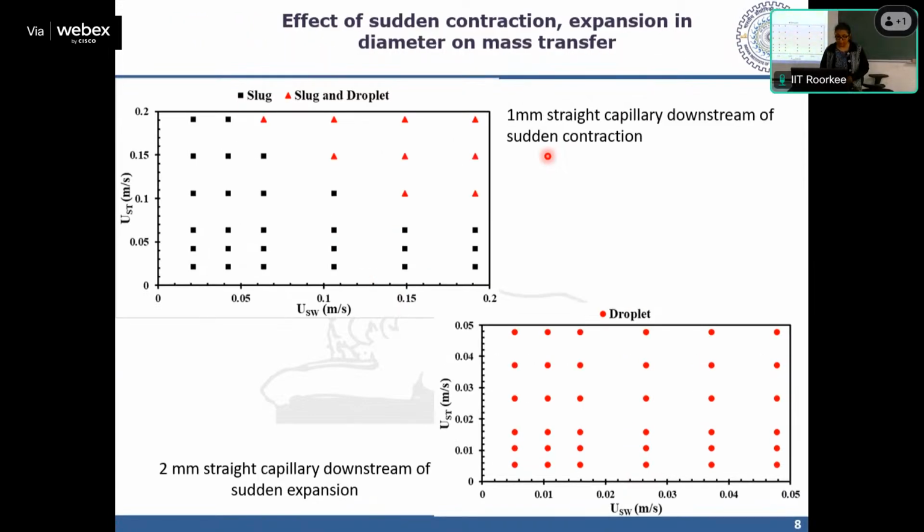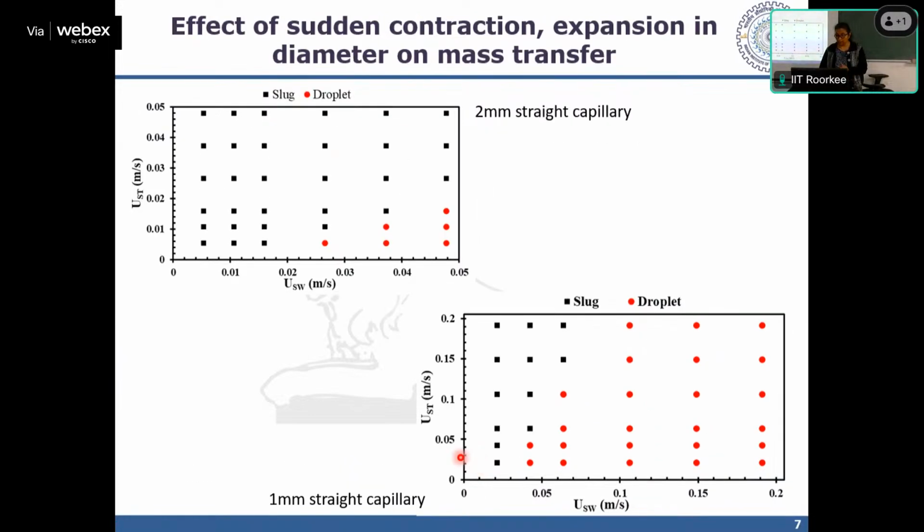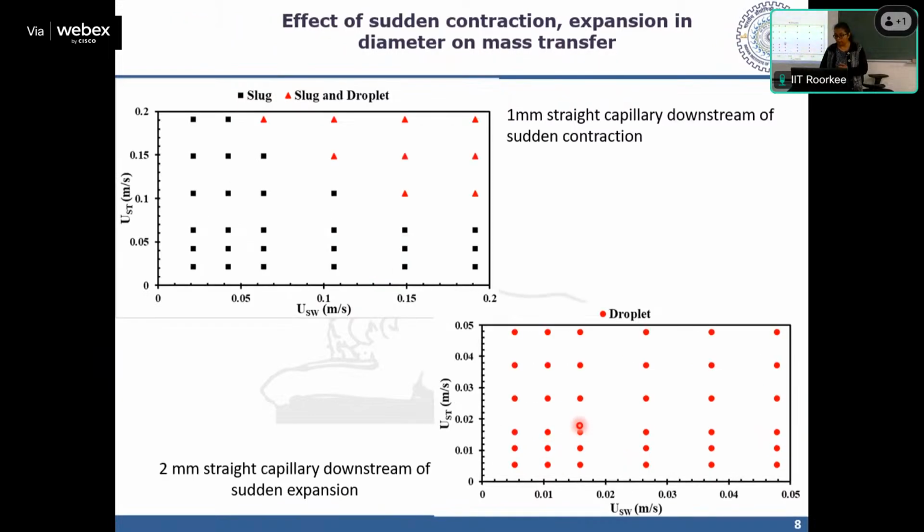No droplets. Precisely what we have observed is a slug followed by a droplet. Most probably the droplet is formed from the slug tail itself, detached from the slug tail. And most interestingly, for this 2 mm, when this is not disturbed, there is very little droplet flow. But when it is placed after 1 mm of pipe diameter, the entire thing is filled with droplets only.